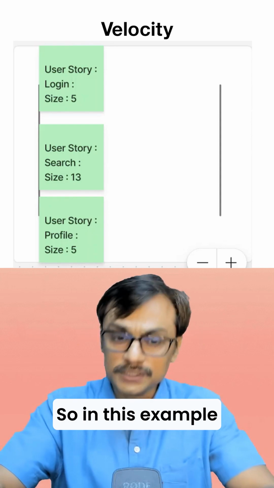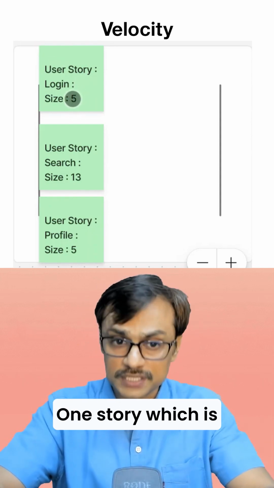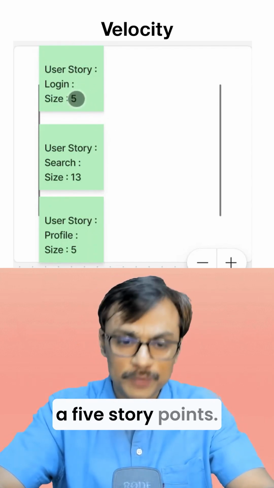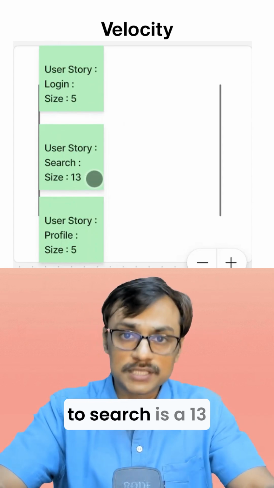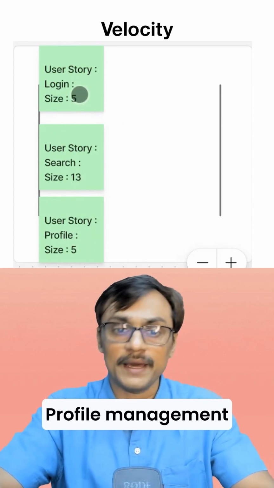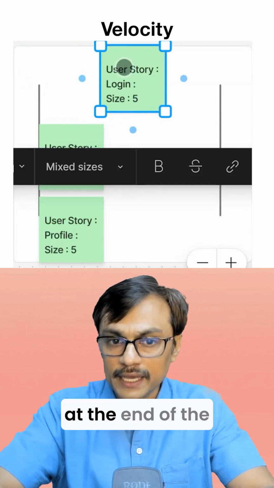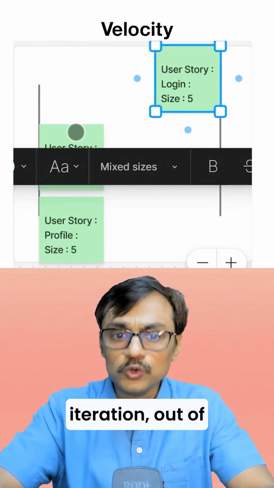So in this example, I have three stories which are planned for a given sprint. One story related to login is 5 story points. Another one related to search is 13 story points, and there is another one which is 5 story points, profile management.